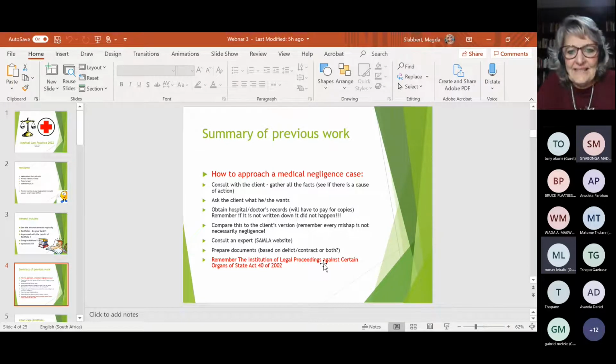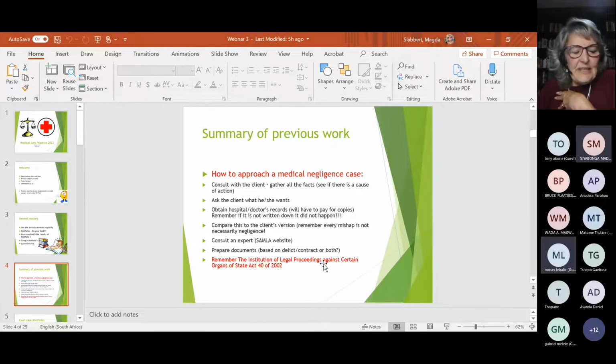And remember the unwritten rule in medical law, if it's not written down, it did not happen. And once you get very experienced, you will easily see whether a nurse or a doctor added something afterwards. You can see the difference in handwriting. Your eyes will just tell you that maybe this was not written on the same day in the record. So check out for things like that.